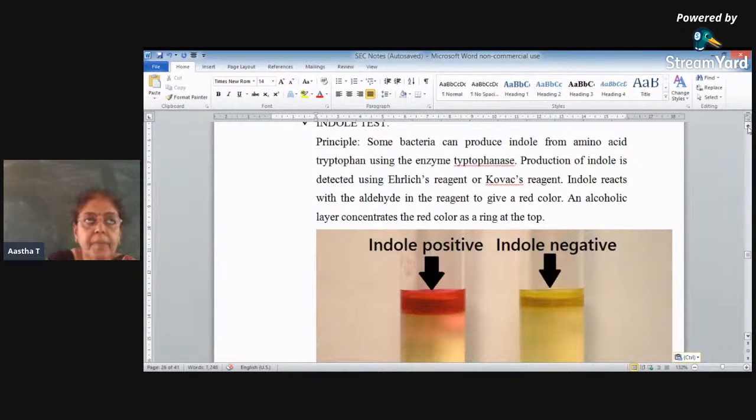Because those organisms have the enzyme tryptophanase. So they act on tryptophan and release the component indole.